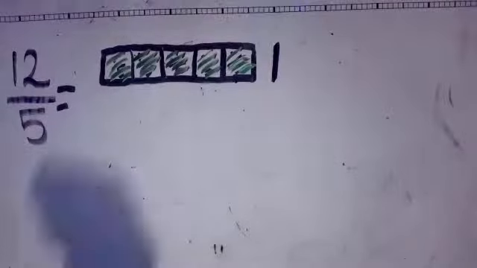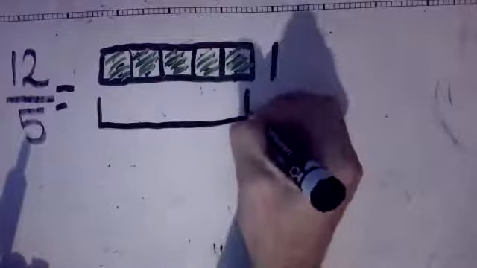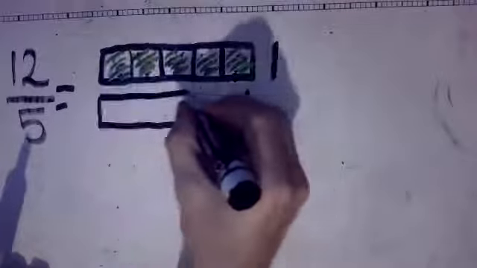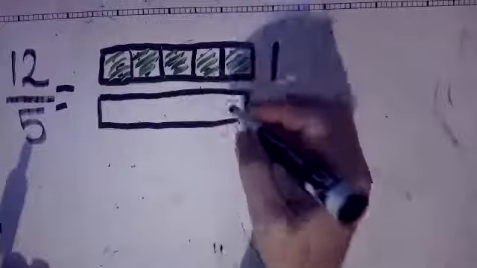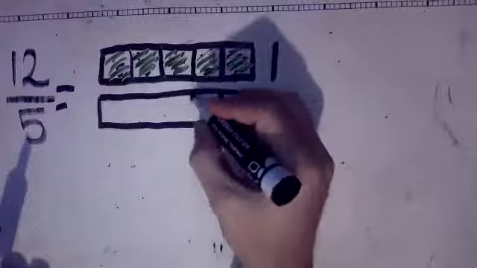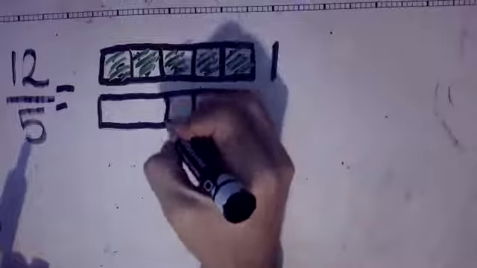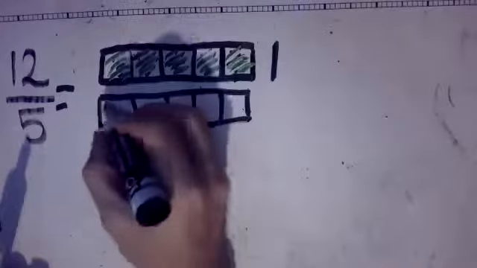And to do that, I need to give myself another empty fraction bar. And because I'm still working in fifths, I'm still going to cut it into 5 pieces, each of which is worth 1/5.